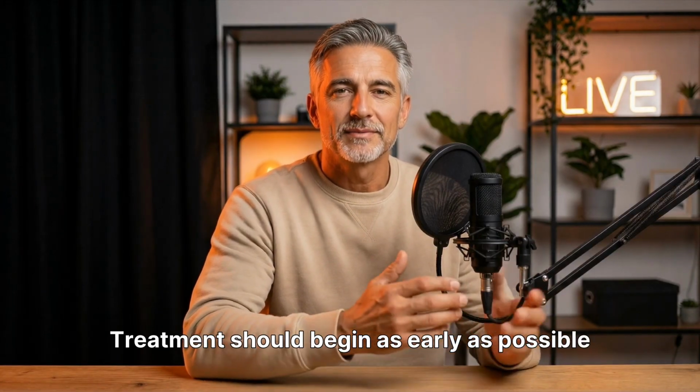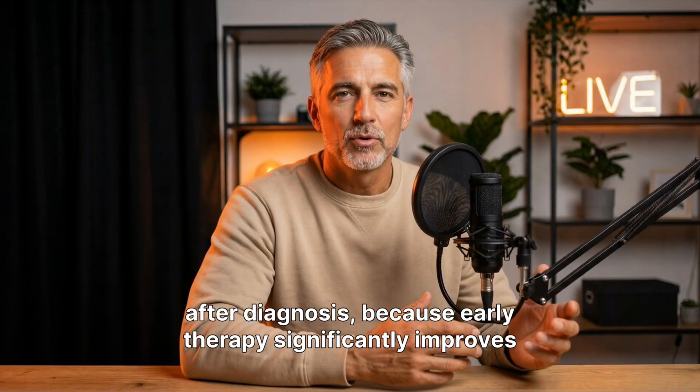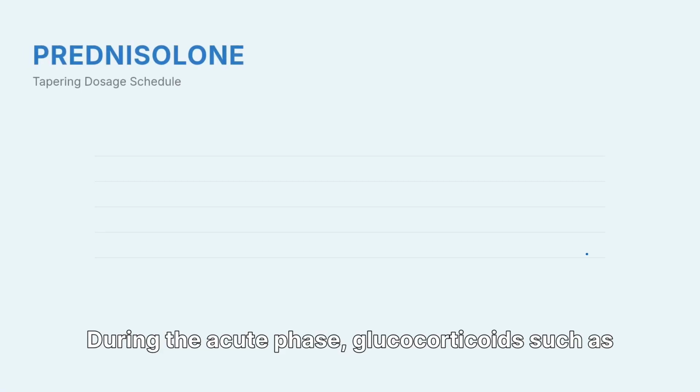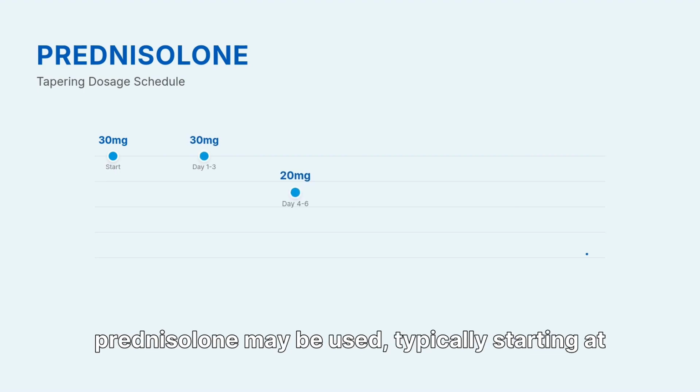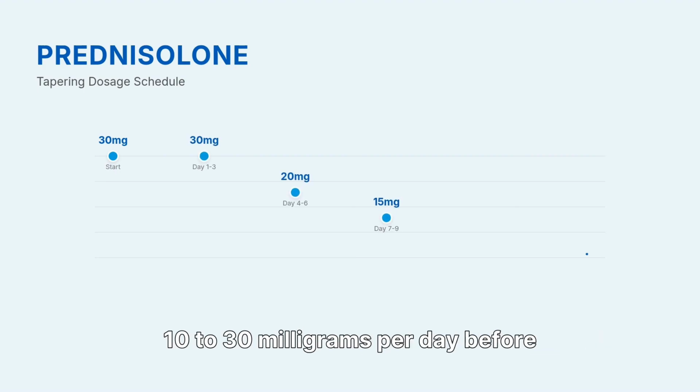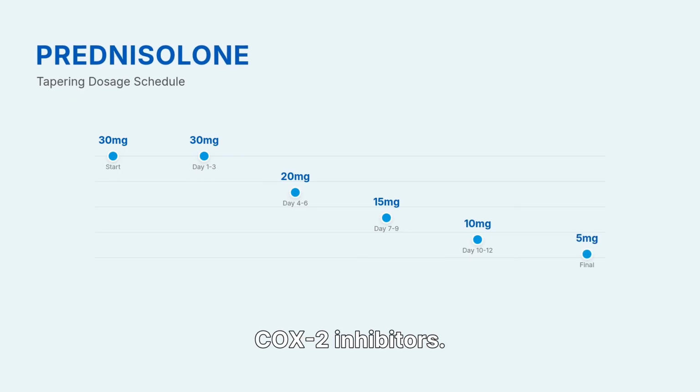Treatment should begin as early as possible after diagnosis, because early therapy significantly improves long-term outcomes. During the acute phase, glucocorticoids such as prednisolone may be used, typically starting at 10 to 30 milligrams per day before tapering. This is often combined with NSAIDs or COX-2 inhibitors.